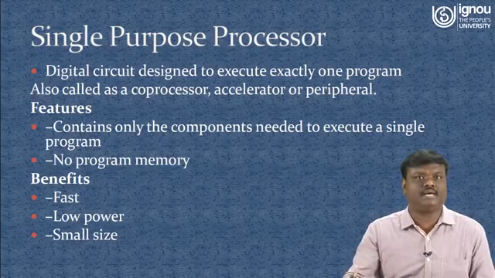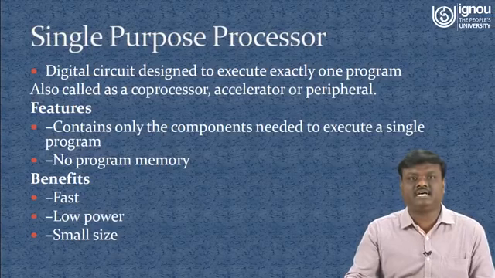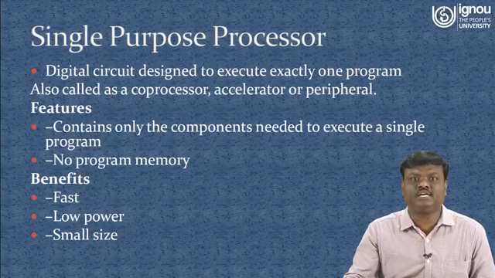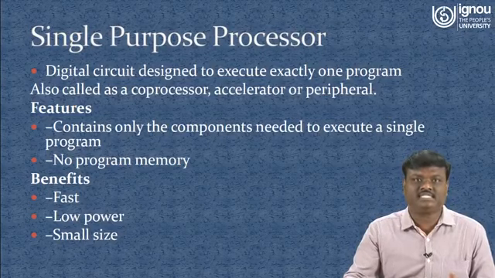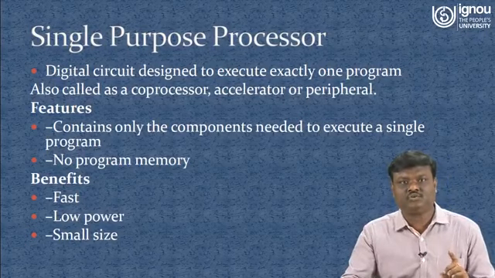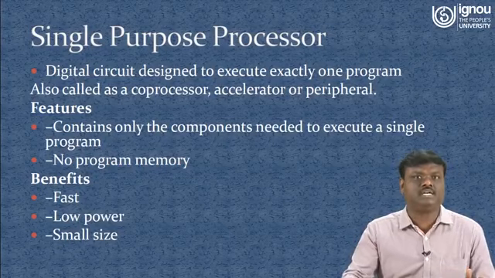This is also known as a co-processor, which is just the subordinate of the processor, or you can call it an accelerator or a peripheral. The features are that it contains only the components needed to execute a single program, and no program memory is available. It is very fast because this is a simple device meant for doing only one particular task or function. So it is very simple, fast, with low power consumption and small in size.